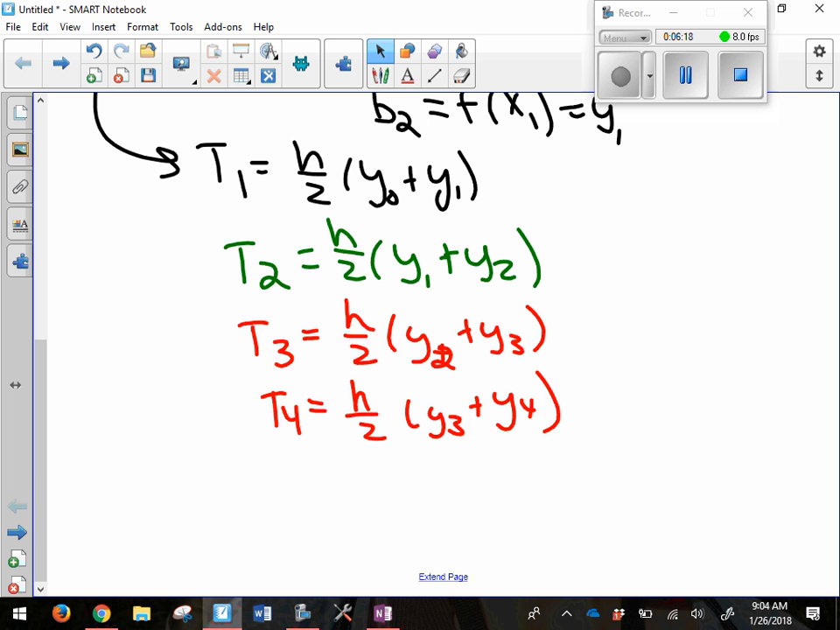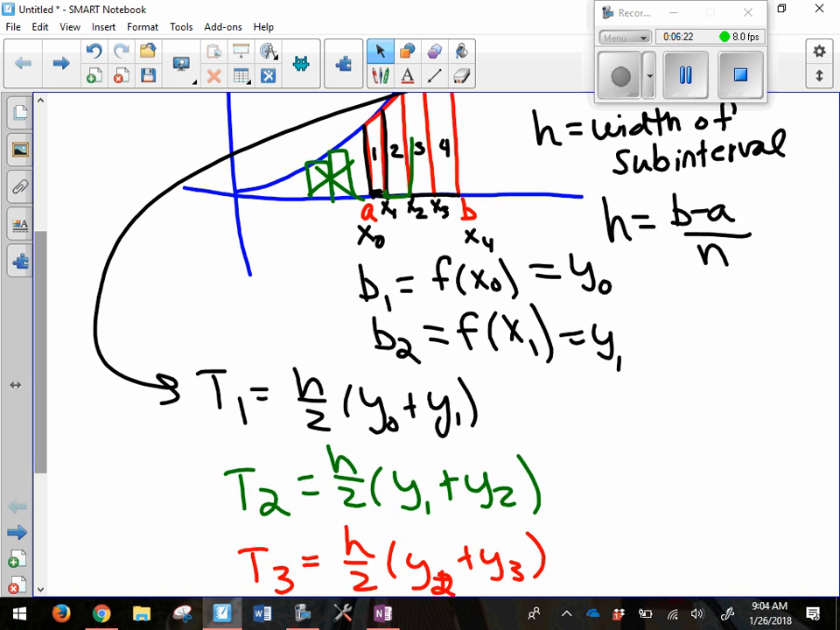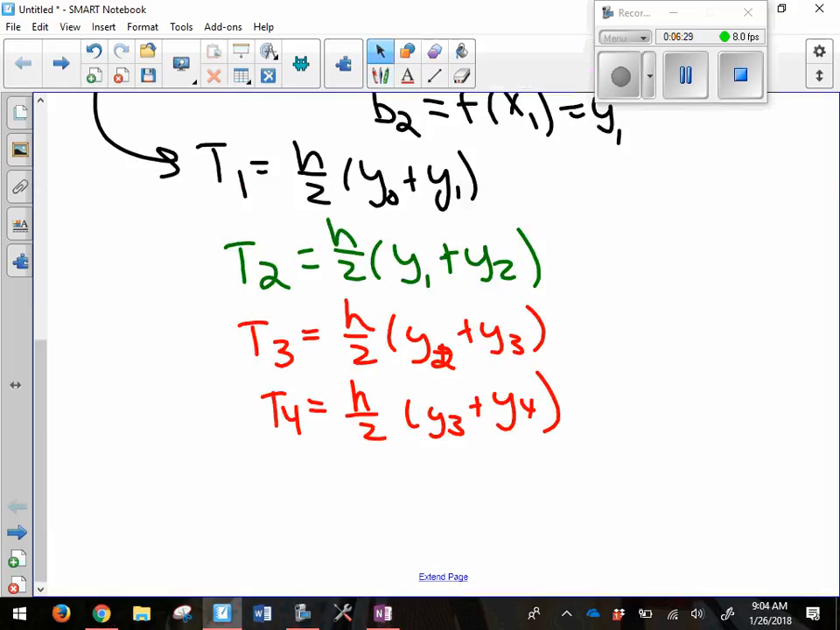They all have the same, yes, they do, because remember that the height is really the width here of my subinterval, and I've made them all equal. So yep, they all have the same height. What else do you notice? Well, if the h's are all the same, then I could add these all together and pull out h over 2, because that would be a common factor. And then what would I be left with?